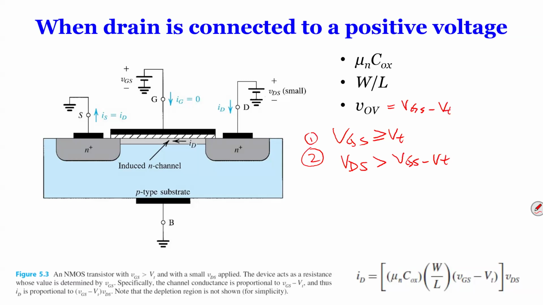VGS is the voltage between gate and source. So when you satisfy these three conditions, we can write the current of the inner device. Actually, this is wrong. What we call it is saturation mode.